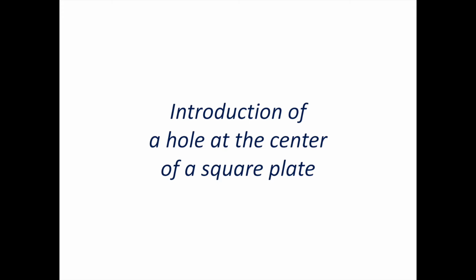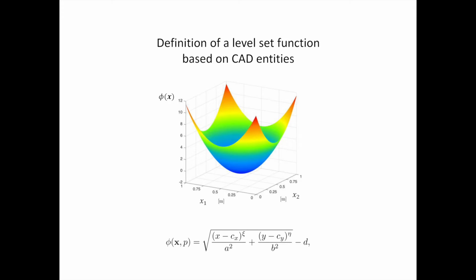Let me illustrate this parameterization on a small example. We would like to introduce a circular hole in a square plate. To introduce a hole, we define a scalar function based on geometric entities, that is, the level set function. Here, the level set function is based on a superellipse.